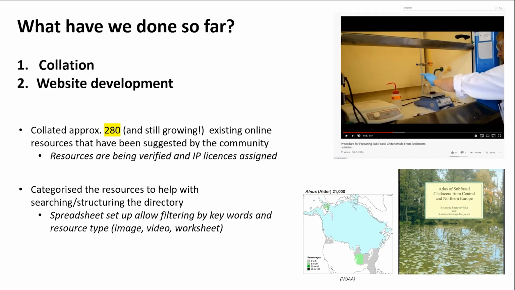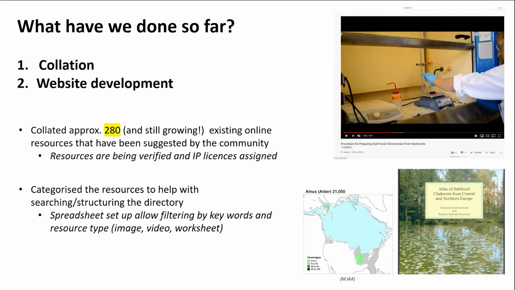So part of working group 1 was to come up with a categorization system of how we actually work this spreadsheet, and this is still ongoing, and we welcome any comments from the wider community as to whether or not you think that it's working. Feedback is always welcomed. What we've done is set it up so that we've allowed filtering by keywords and resource type.